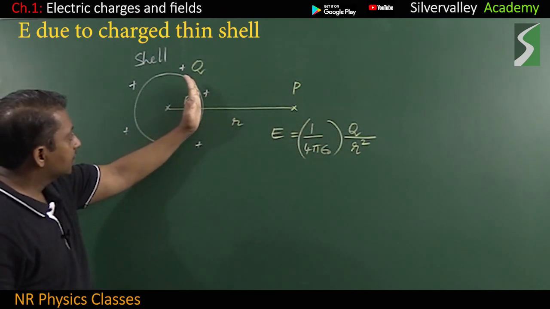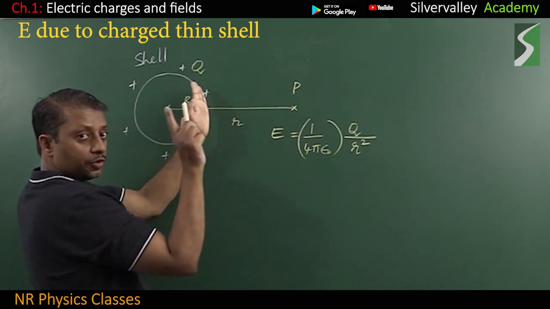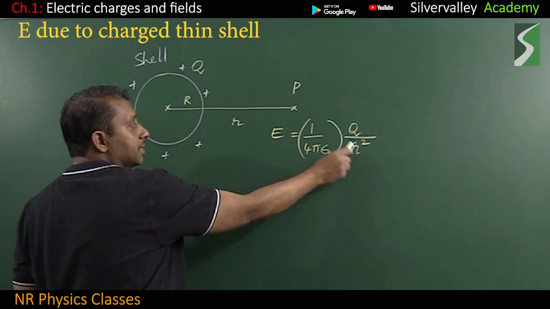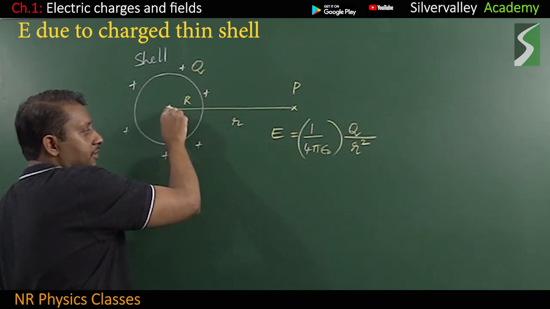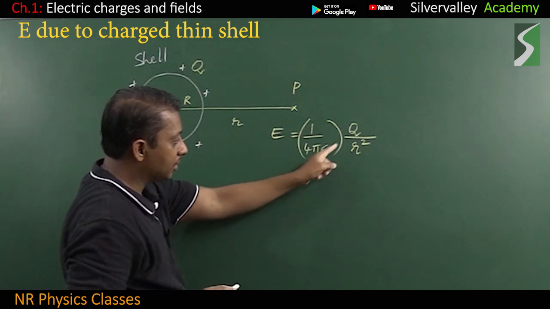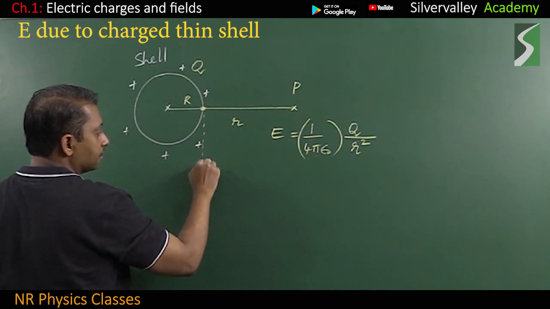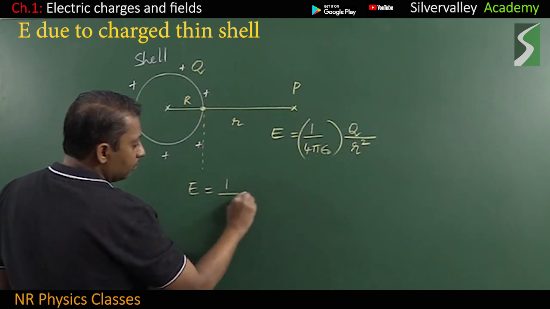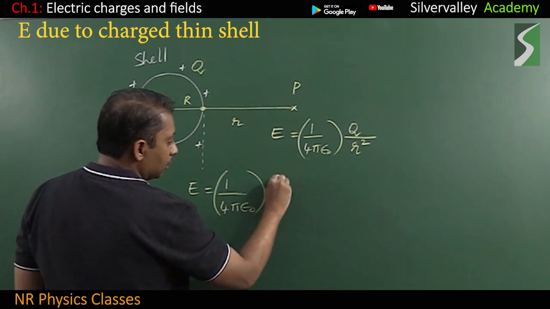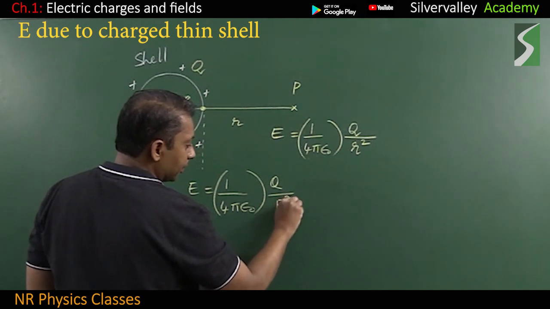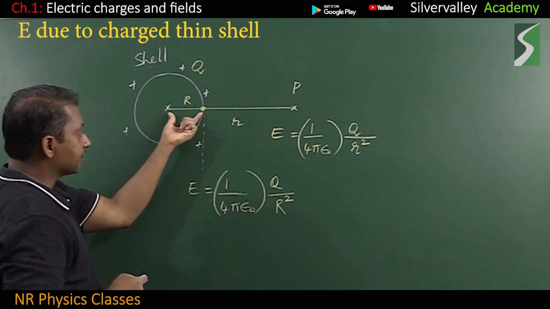So here this is the charged surface. You should not consider this distance, okay? You should consider the distance as though the entire charge is concentrated at the center. Therefore, electric field is 1 by 4 pi epsilon naught Q by r square. What is the electric field on the surface? E equals 1 by 4 pi epsilon naught, capital Q by R square. R is the radius.